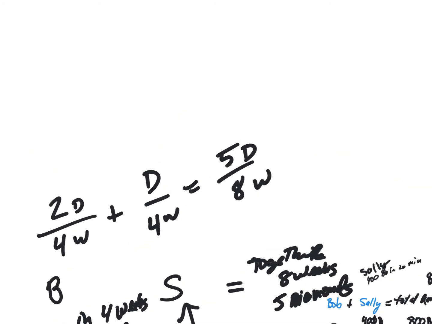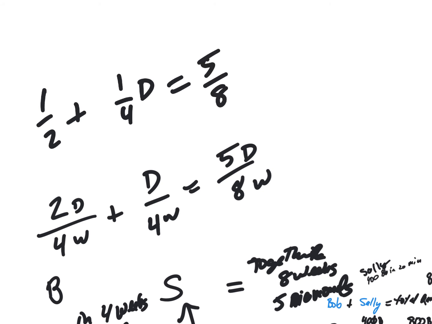Yay, now I can simplify. 1/2 plus 1/4 D equals 5/8. Could I multiply by 8 and 4 and 2? Yeah, but it'd be a lot smarter to just multiply everything by 8.